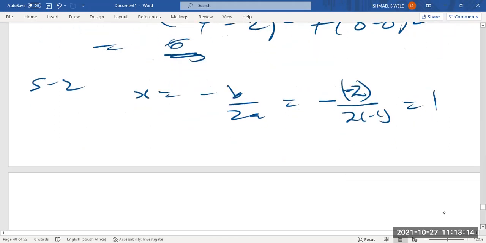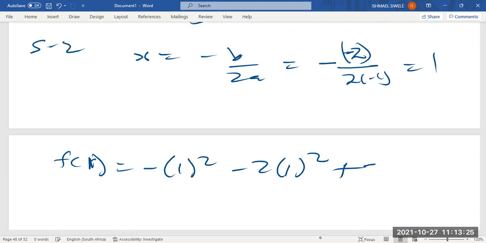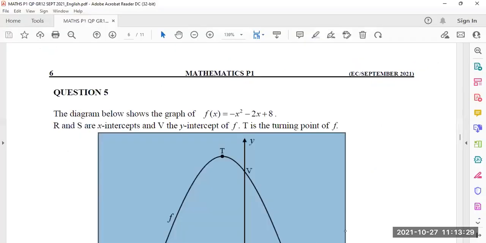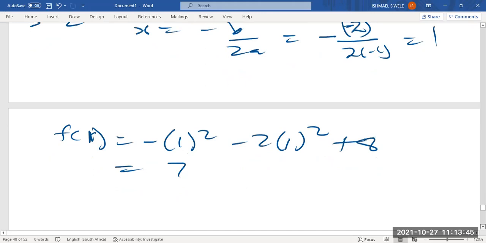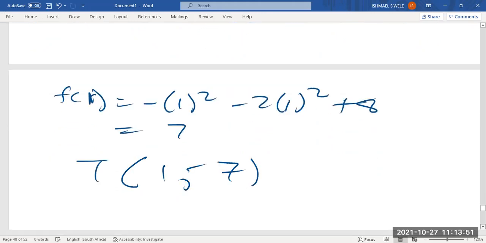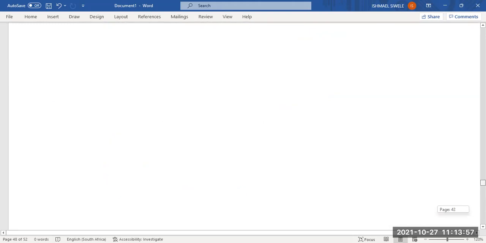And then f of 1 is equal to -1 squared minus 2 multiplied by 1 squared plus 8. I hope what I'm doing is correct. Right? We have as our y value. If we substitute -1 squared minus 2 multiplied by 1 squared plus 8. This is 7, right? So I have 7. What does that mean? It means that T will be 1 and 7. You see? We're done. So let me just put my points there.